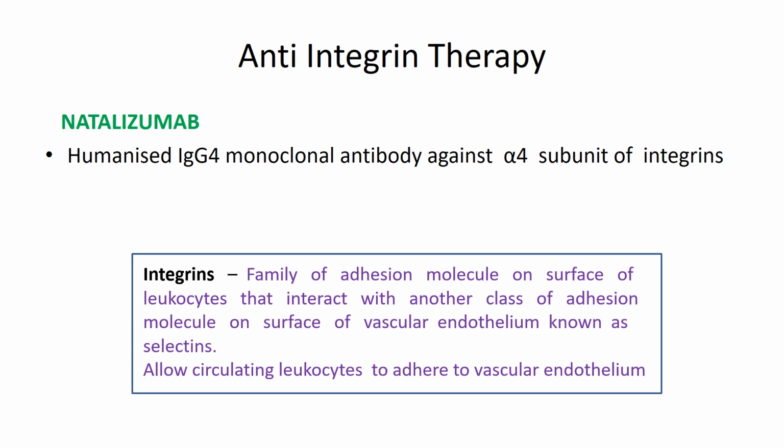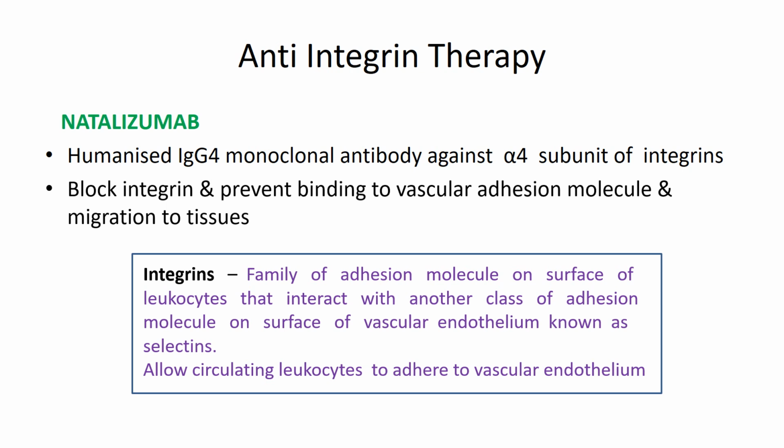But natalizumab will prevent the attachment of these two factors and reduces the inflammation. So it blocks the integrin and prevents binding of vascular adhesion molecules and migration into tissues. So it helps to prevent the spreading of our inflammation. If one region has some inflammatory response, this can be spread through our leukocytes, through our blood, to other areas, and attachment to the endothelium somewhere else can lead to inflammation there also. So this will prevent that adhesion of our leukocytes and inhibit the immunological response.